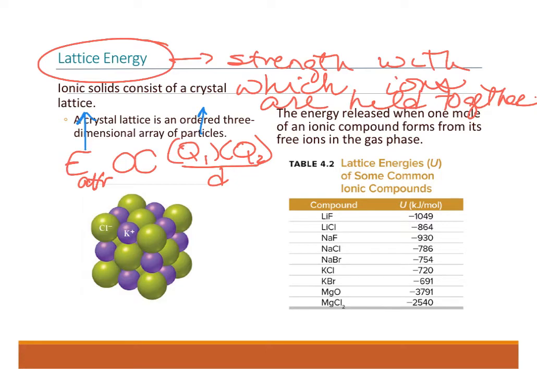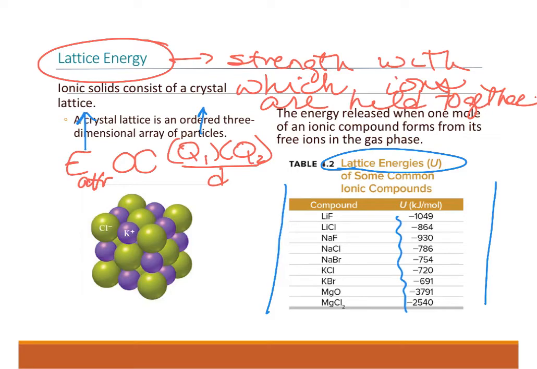So let's look at this table for lattice energies, the strength with which the ions are held together. Remember, you expect a negative energy. All of these are negative because that indicates the system is stable. It's at a low energy, below zero, which is no attraction.